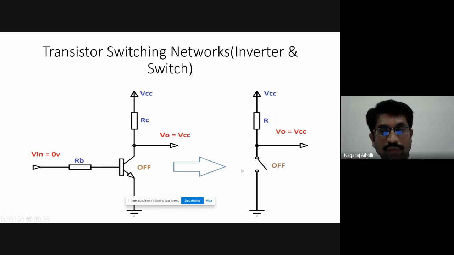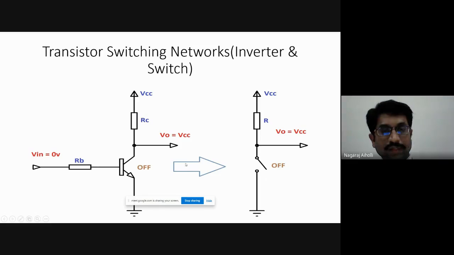When input voltage is 0 volts, the switch is in off state, or there is no current flowing between the two ends of the switch. So what will happen here? Whatever this VCC is, that gets connected to this output terminal. Therefore, the output voltage will be equal to VCC, because this VCC will get connected to the collector terminal. What input voltage had we applied here? Input voltage was 0 volts. But what output voltage are we getting here? Output voltage is equal to VCC.